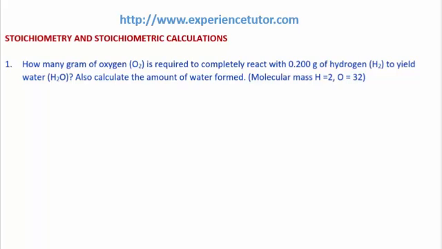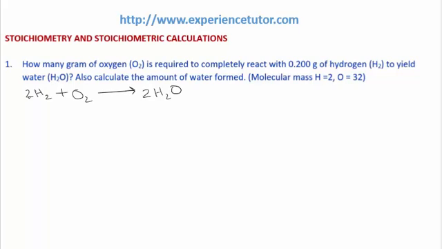To solve this question, first we will write the chemical equation. So the valid chemical equation will be 2H2 plus O2 gives 2H2O.